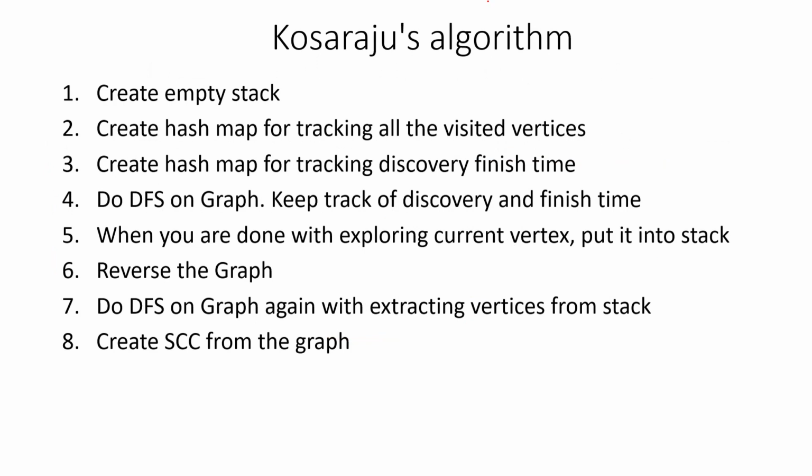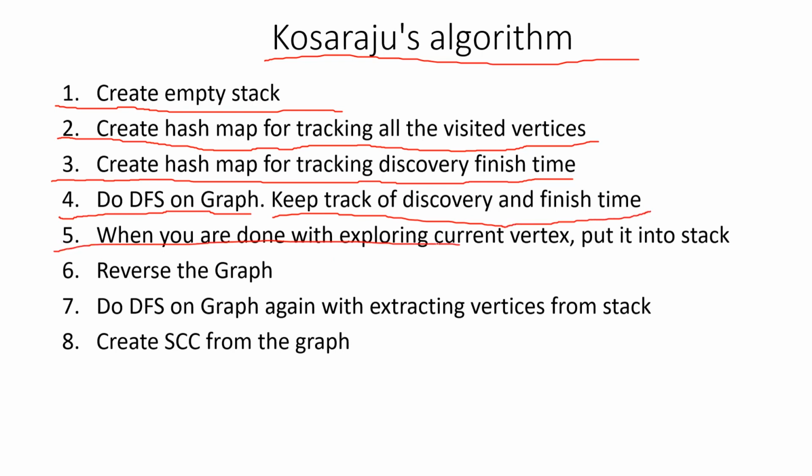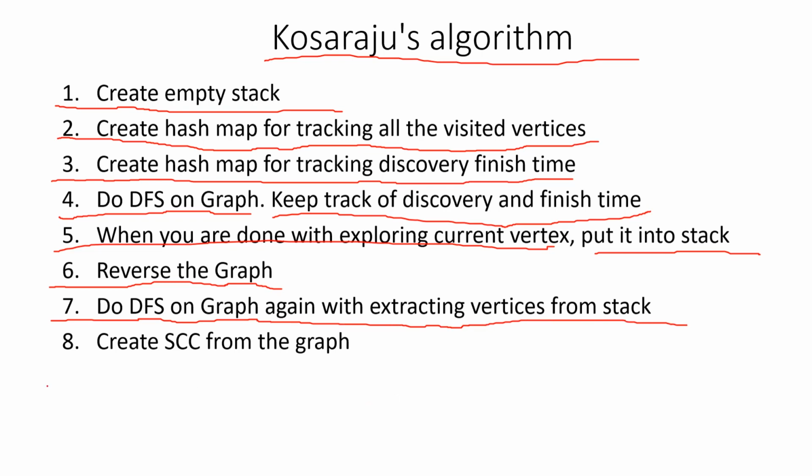Next, let's talk in more detail about the Kosaraju algorithm. So first we create the empty stack, then we create the hash map for checking all the visited vertices, then we create a hash map for checking discovery and finish time, then we do DFS on the graph and keep track of the discovery and finish time. So when we are done exploring the current vertex, we put it into the stack, then we reverse the graph. Reverse means that we reverse the direction of the edges of the graph.